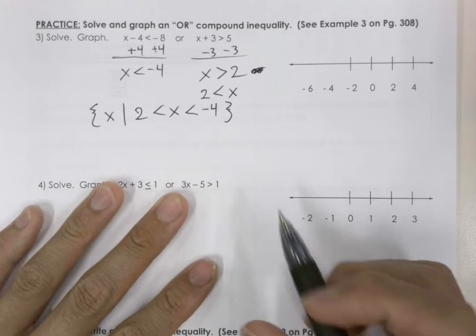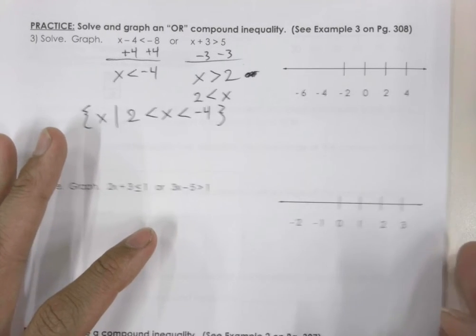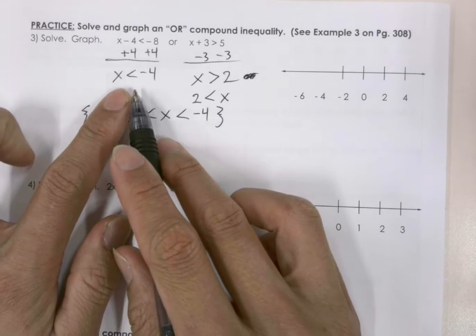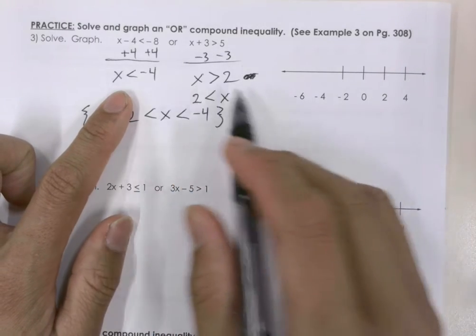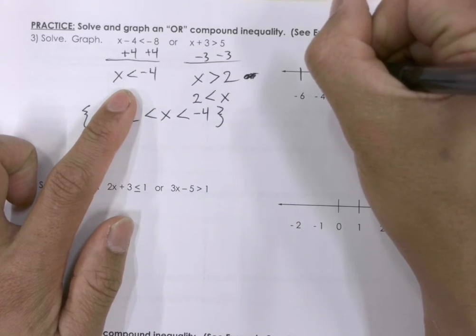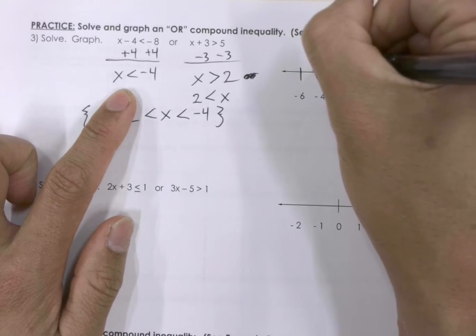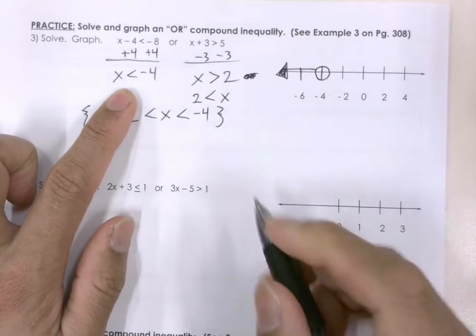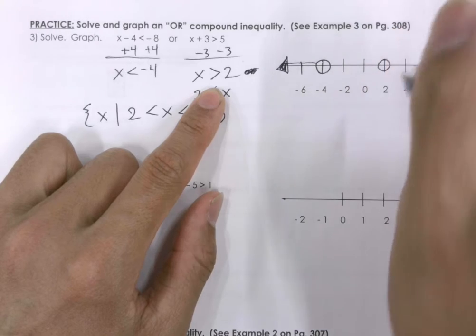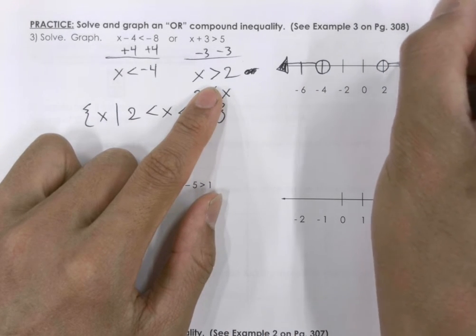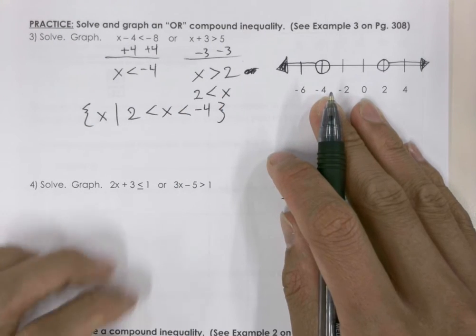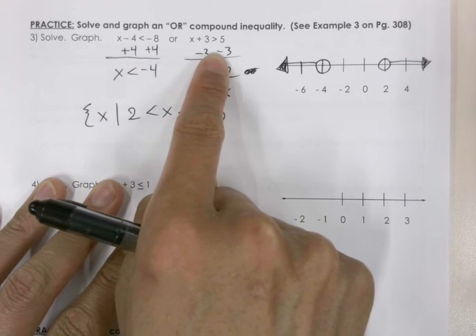So now that we have our solution set written down, we want to go ahead and graph it. And so for this one, what we're going to do is graph each of these separately. So the first one is -4, and we have a less than, so we're going to do an open circle, and our arrow is moving to the left. For this inequality, we have an open circle on 2, and our arrow is moving to the right. And this here is the graph of our compound inequality.